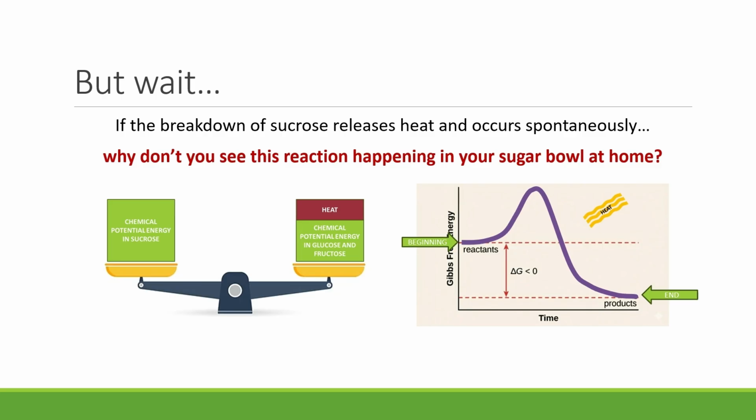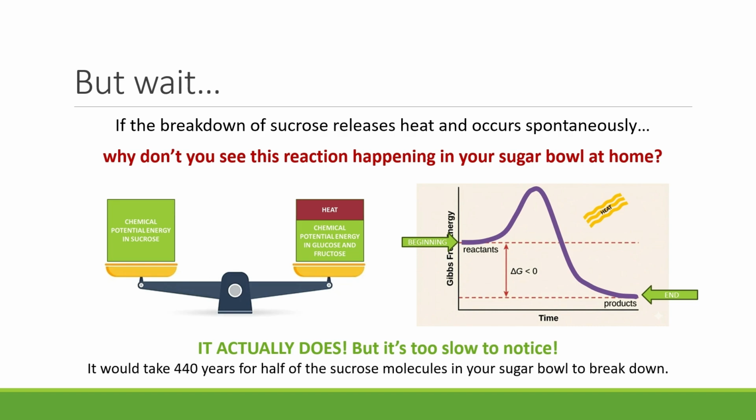The answer to that question is it actually does. This reaction does happen in your sugar bowl, but it's too slow to notice. Specifically, it would take 440 years for half of the sucrose molecules in your sugar bowl to break down. So naturally, if it's that slow, no one can notice that it's happening. And why is that? Why is it so slow? Well, it's because of this thing right here.